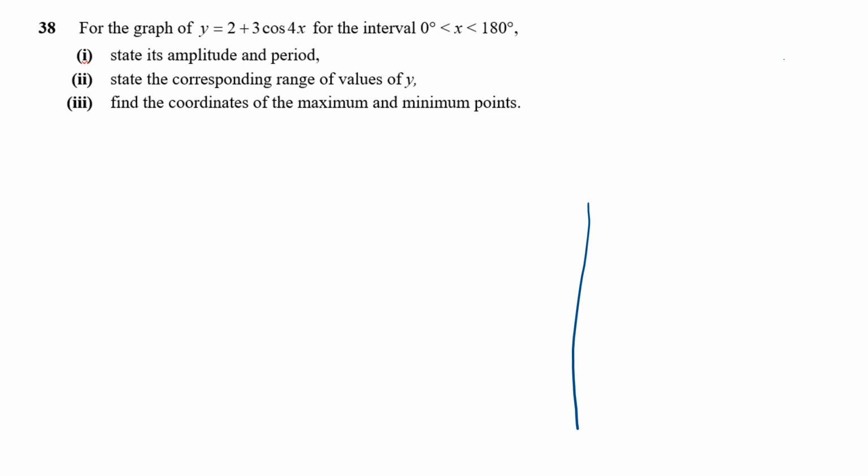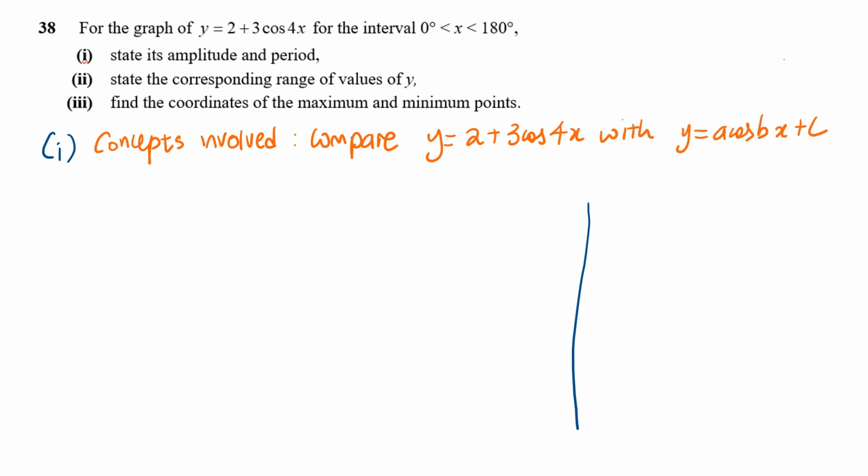Okay, let's do another question. So for part 1, amplitude. We know amplitude is always positive, so we don't need to worry too much about it. We just compare your given curve with y equals a cos bx plus c. So a is your amplitude, which in this case here is equal to 3.